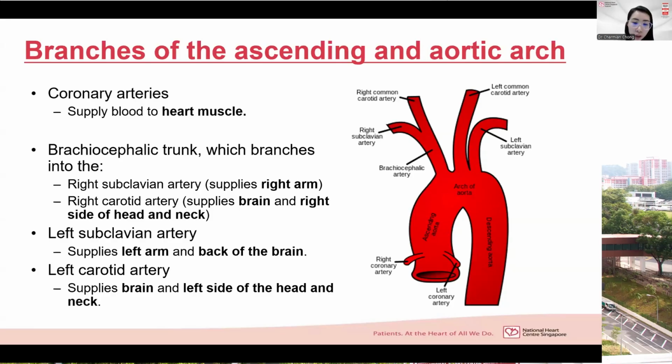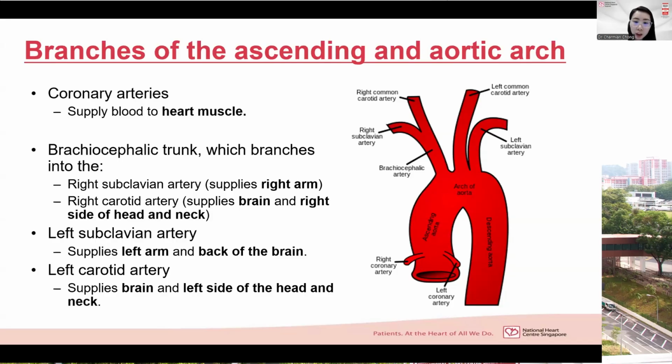At the arch of the aorta, there are several components. So we have 3 main branches of the arch. The first branch is what we call the brachiocephalic trunk. This splits into 2 further branches. The first one is the right subclavian artery. It provides blood supply to the right side of your arm. The next branch is the right carotid artery. This actually provides blood supply to your brain, as well as the right side of your head and the neck.